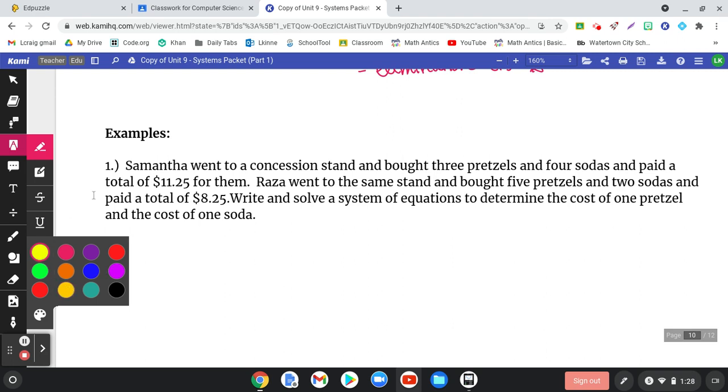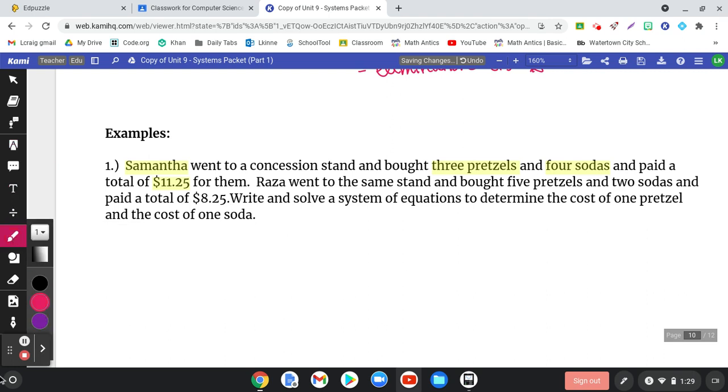So let's find our key information. Samantha, let me highlight. There we go. She went to the concession stand and bought 3 pretzels and 4 sodas, and she paid a total of $11.25. So let's start there. The 2 variables that we have are pretzels and sodas.